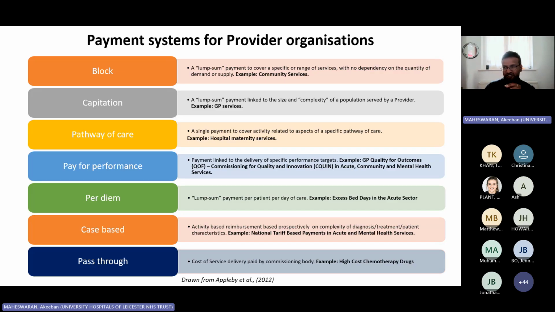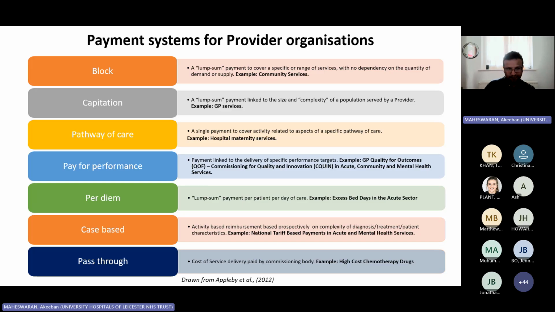Case-based is probably what is increasingly used, particularly in elective care. It's activity-based. The more activity you do, the more you get paid. It was the main payment system for many years in the acute sector. It was tried in the mental health services sector. It's worked to a different degree with that.